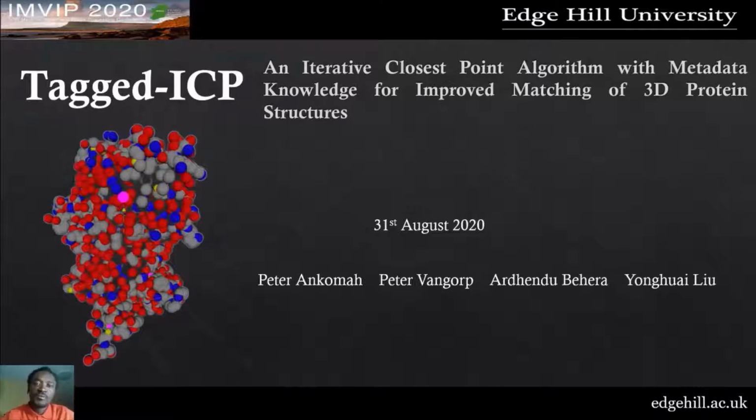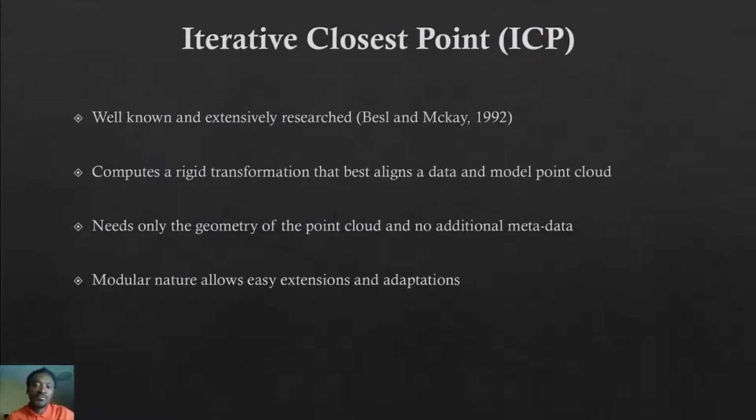Tagged-ICP is an iterative closest point algorithm that uses metadata knowledge for improved matching of 3D protein structures. It is based on the well-known ICP algorithm, which is an extensively researched 3D registration algorithm because of its simplicity and modular nature. ICP aims to best align two point clouds by minimizing the distance between corresponding points. The algorithm iteratively computes correspondences and distances and applies a transformation that minimizes this distance.